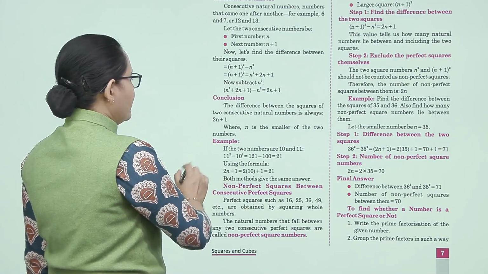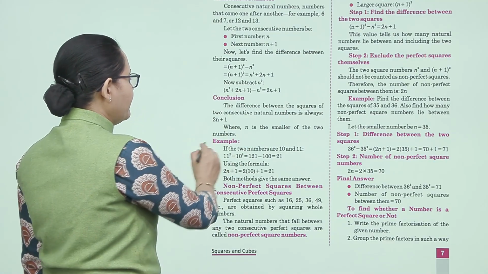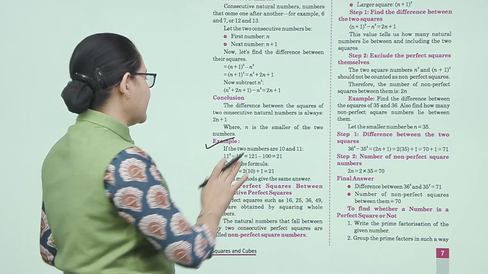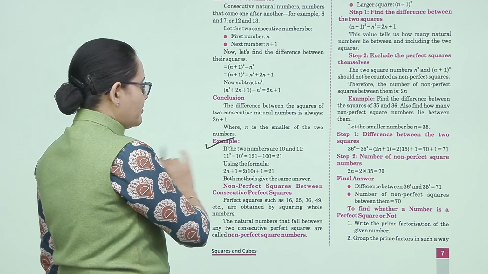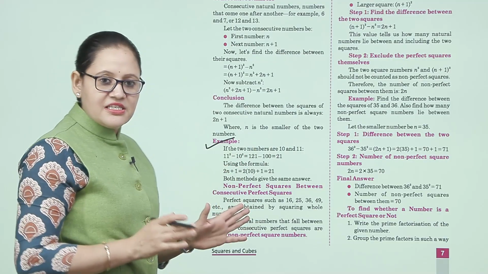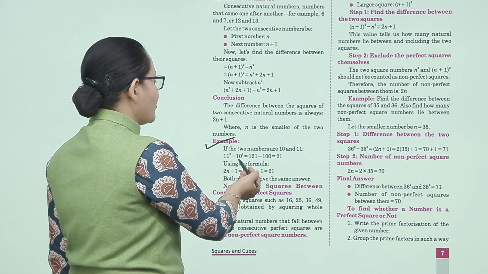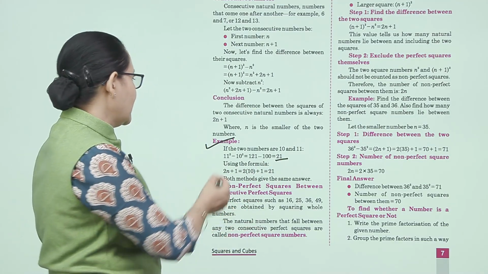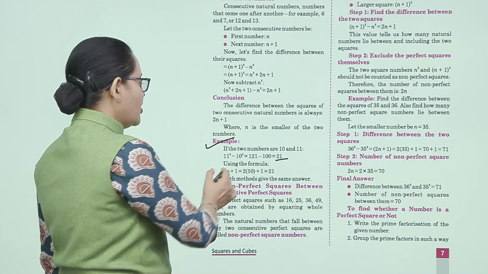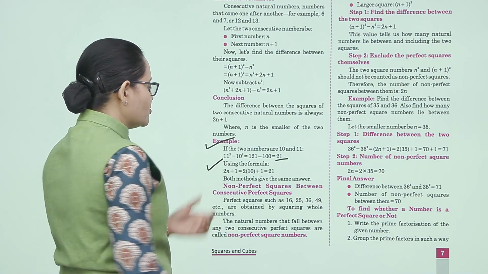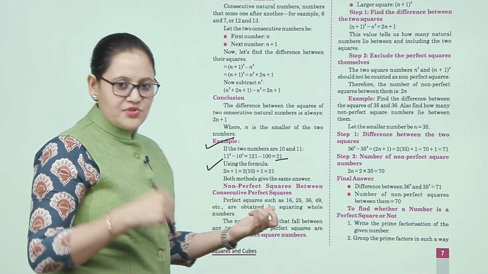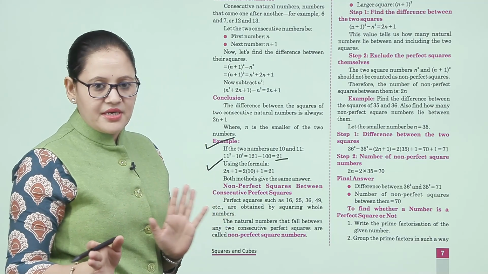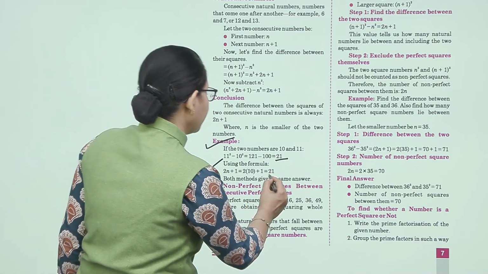Now, we will take an example here. Suppose the two numbers are 10 and 11. We will find the difference: the square of 11 minus the square of 10 is 121 minus 100, which equals 21. Using the formula 2n plus 1, where n is the smaller number, 10, we get 2 times 10 plus 1, which is 21. Both methods give the same number, 21.